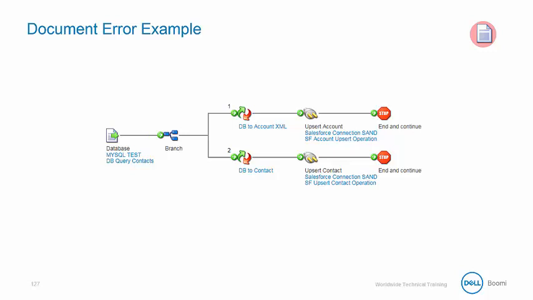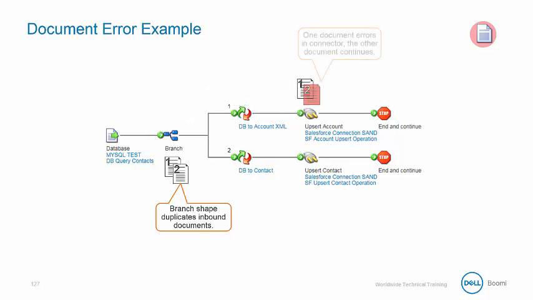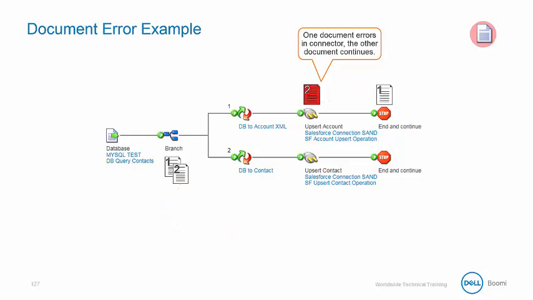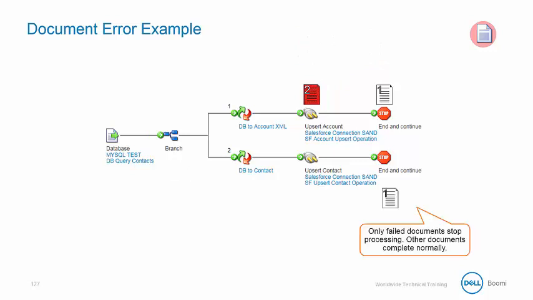This animation illustrates the document failure concept. So we have two documents loaded from a database query. The branch shape duplicates the inbound documents. The documents process down path 1 first, where one document errors in the connector and the other document continues. That means only failed documents stop processing, but other documents complete normally here in the second path.